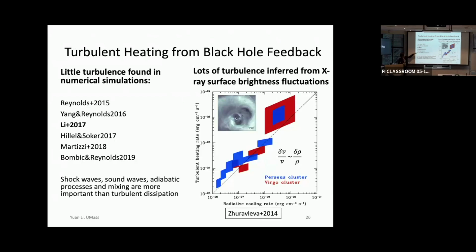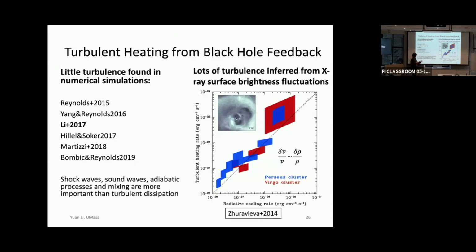So a few years ago, I guess that's many years ago now, a bunch of us that worked on simulations of black hole feedback tried to look at our simulations to understand what was doing the heating, what was doing the feedback in our simulations. And we all had slightly different models, we had different analysis methods, slightly different conclusions, but overall, we all agreed that there wasn't much turbulence. And shock waves, sound waves, adiabatic processes, mixing, those are all more important than the dissipation of turbulence in the simulations.